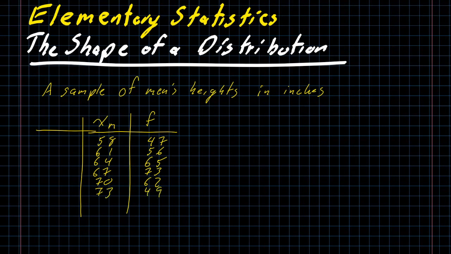A height of 58 inches has a frequency of 47 occurrences. A height of 61 inches has a frequency of 56 occurrences. 64 inches, 65 occurrences. 67 inches, 73 occurrences. 70 inches had 62 occurrences, and 73 inches had 49 occurrences.